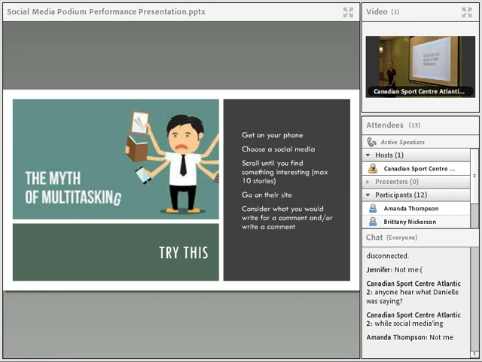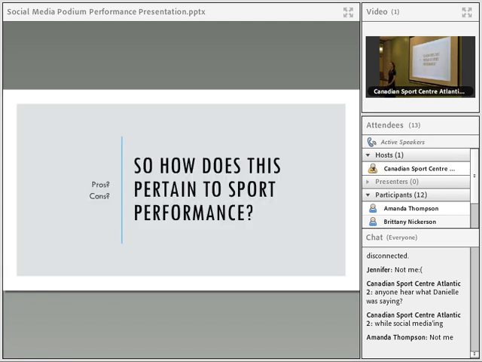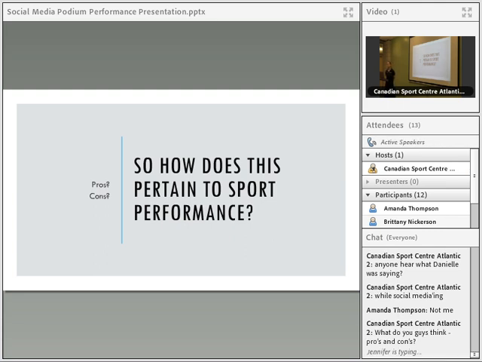So what are the pros and cons, and how does this pertain to sport performance? That little experiment right there, how does that pertain to sport performance? I think the pro is that there's an increased amount of information available now, whether it has to do with specific skill development or just general knowledge, at least in our sport.